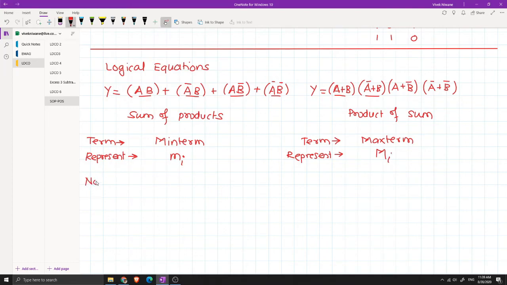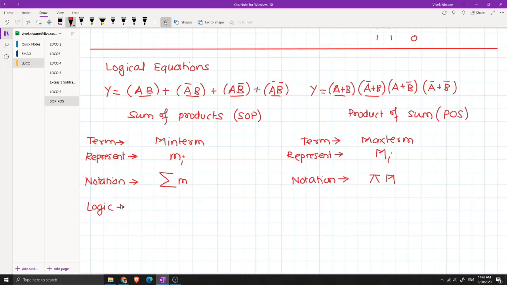For the sake of mathematics, so that we easily know whether we have SOP or POS form, we have notation like summation m, and in case of POS we have notation like pi capital M.